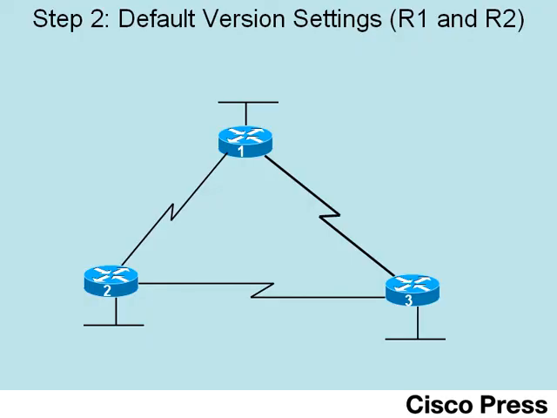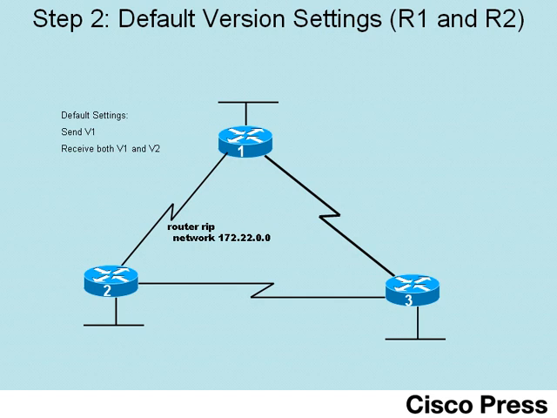As we saw earlier, both R1 and R2 have identical RIP configuration, with the router RIP command followed by network 172.22.0.0. Now earlier we saw in the output of the show IP protocols command the default version settings. And those default version settings said that both routers will send version 1 updates only, but they'll be willing to receive both version 1 and version 2 updates from other routers.